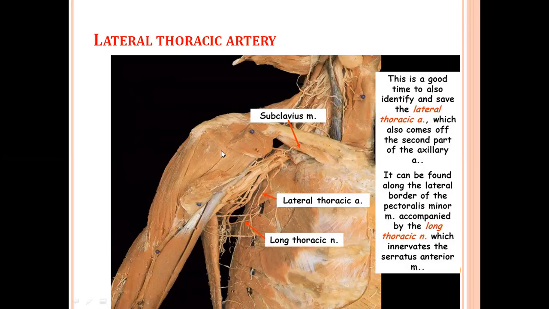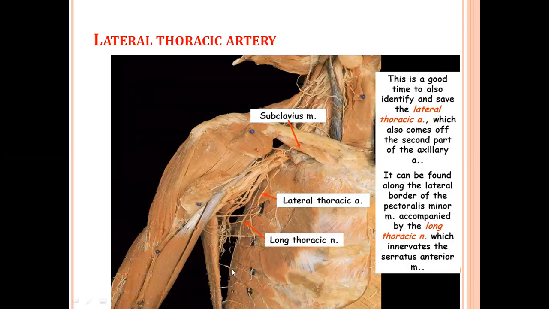So this whole thing that you are finding here is the axillary artery. From there you are finding the lateral thoracic artery. It is accompanied by a nerve, the long thoracic nerve. Which muscle does it innervate? We know, the serratus anterior.